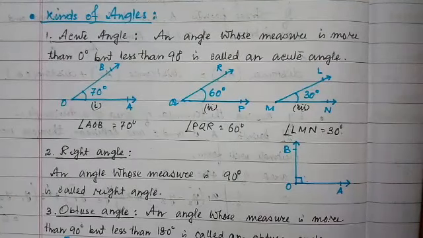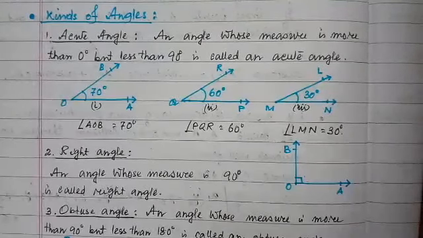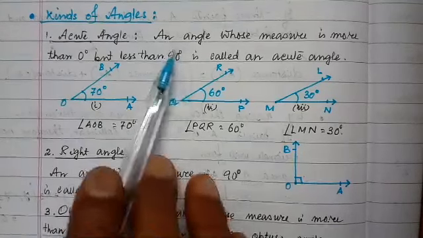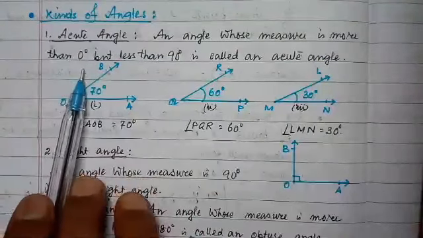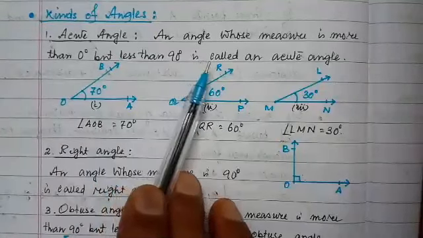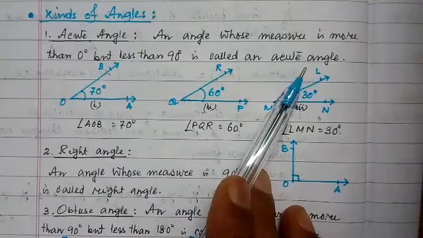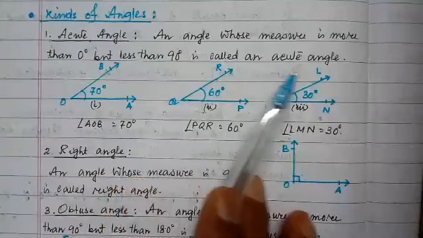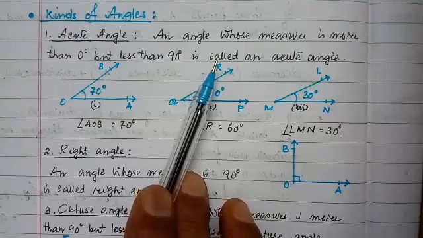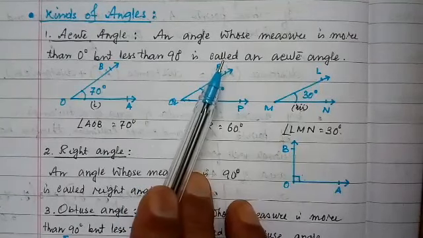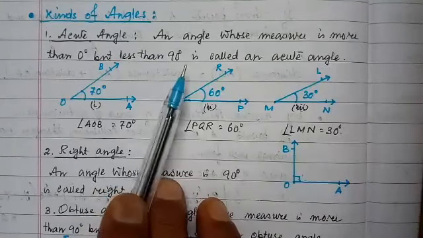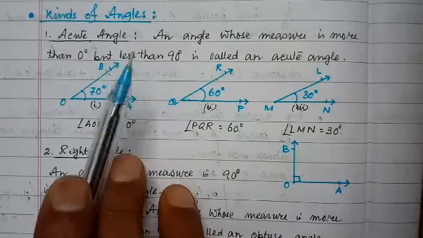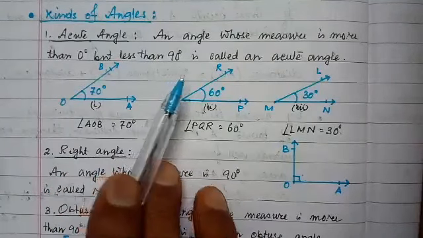Now, kinds of angles. First, acute angle. What is an acute angle? An angle whose measure is more than 0 degree but less than 90 degree is called an acute angle. For example, 10 degree is an acute angle, 89 degree, 15 degree, because the angles which are greater than 0 degree but less than 90 degree are called acute angles.